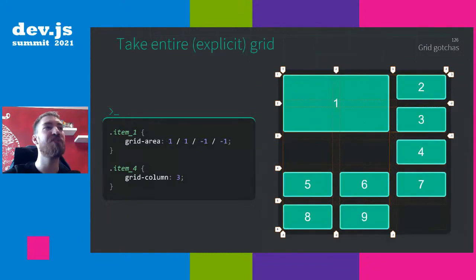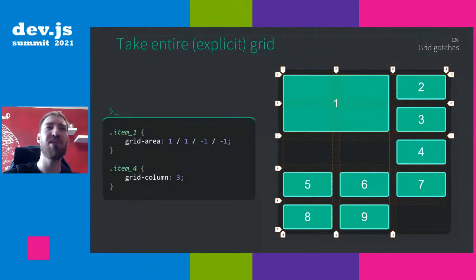And so if we use syntax like that, where we define everything in a single line, we are saying stretch from lines number 1, both vertically and horizontally, to lines number -1. And you might have expected that it will take all the available space, but what it is really doing is taking all the explicit grid. So if we defined only 2 rows and 2 columns, it will do exactly that.